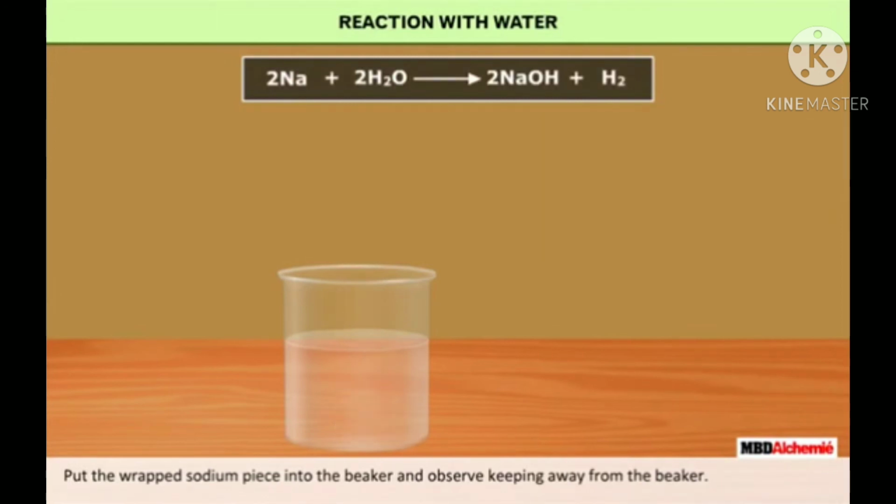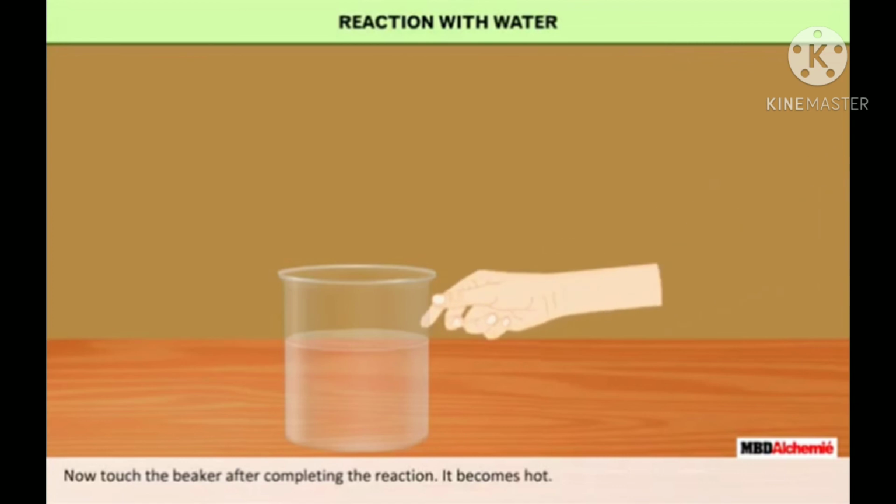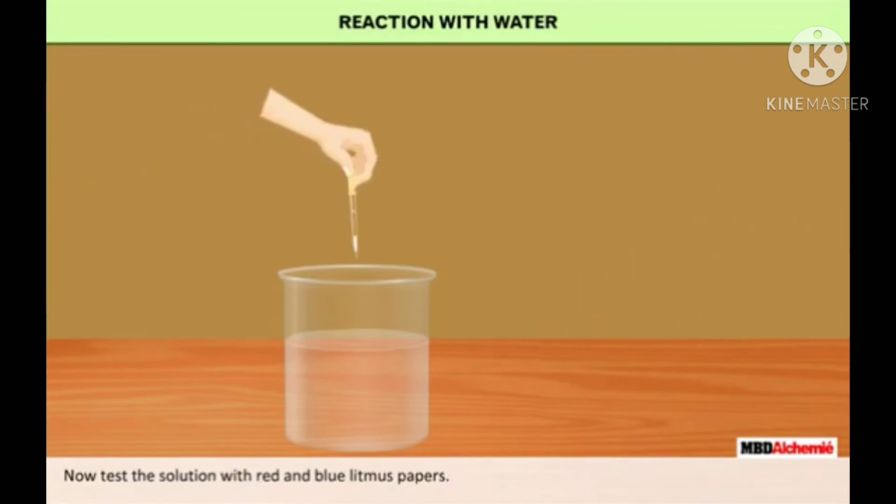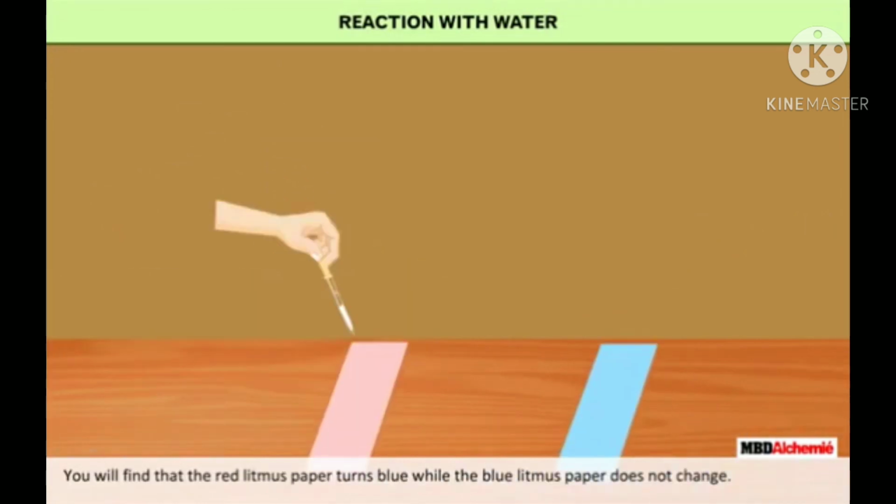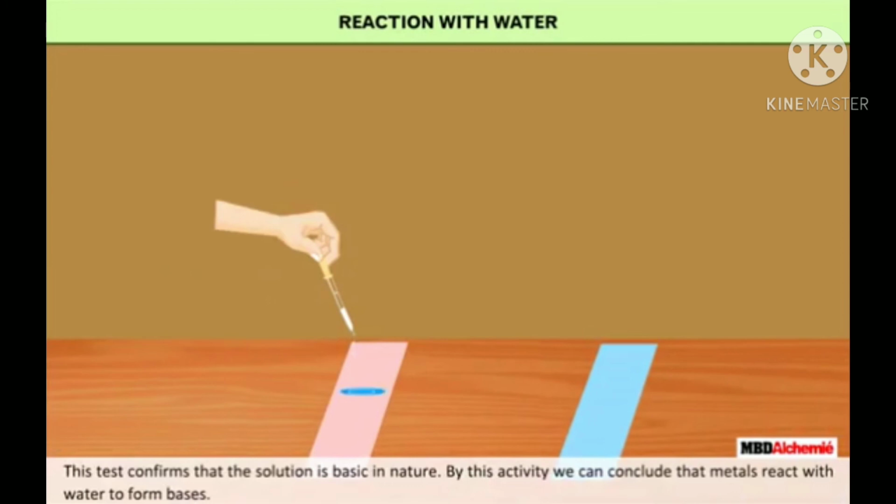You will observe that the sodium reacts vigorously with water. Now touch the beaker after completing the reaction. It becomes hot. Test the solution with red and blue litmus papers. You will find that the red litmus paper turns blue while the blue litmus paper does not change. This test confirms that the solution is basic in nature. By this activity we can conclude that metals react with water to form bases.